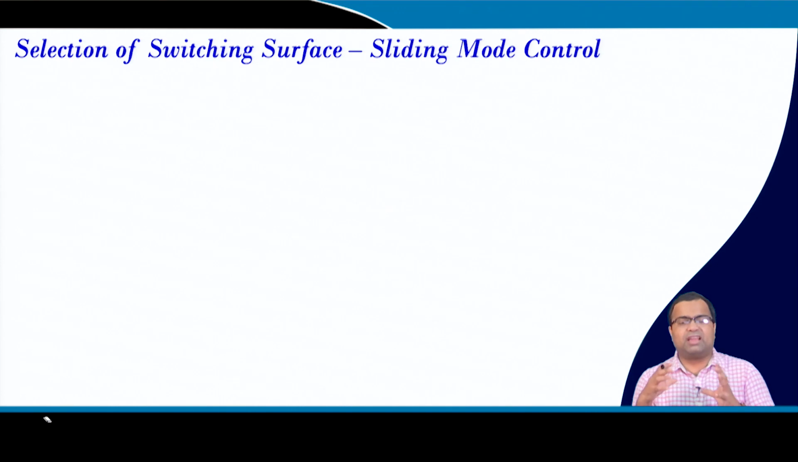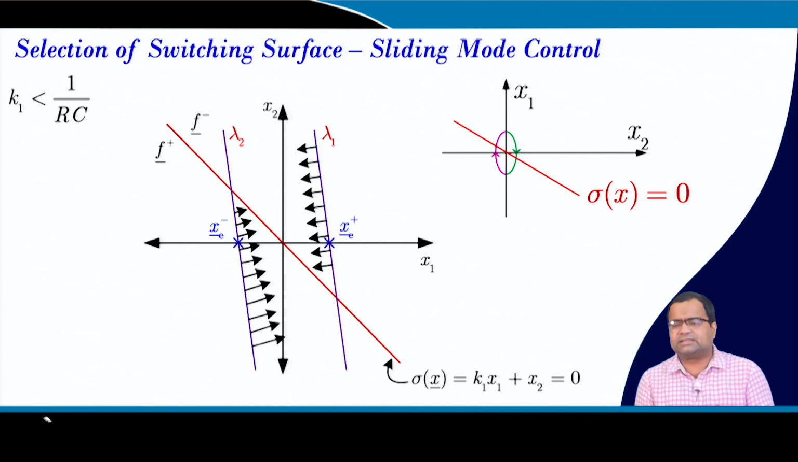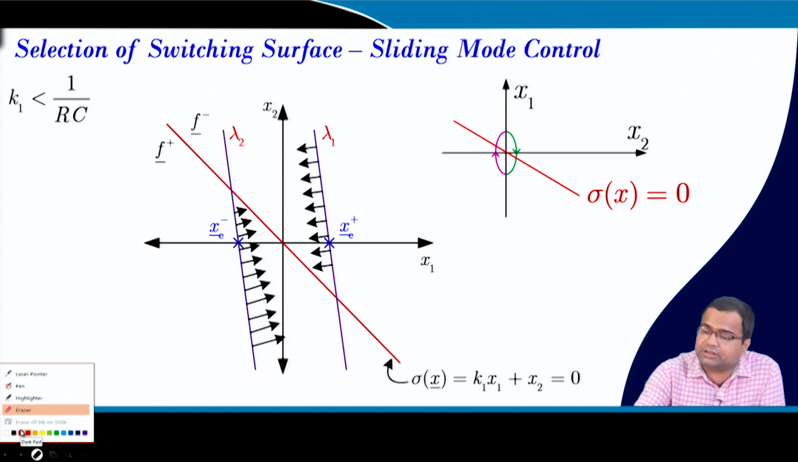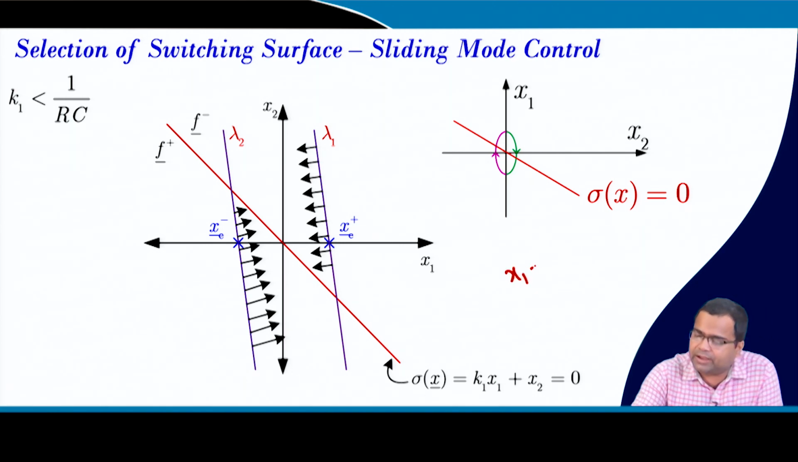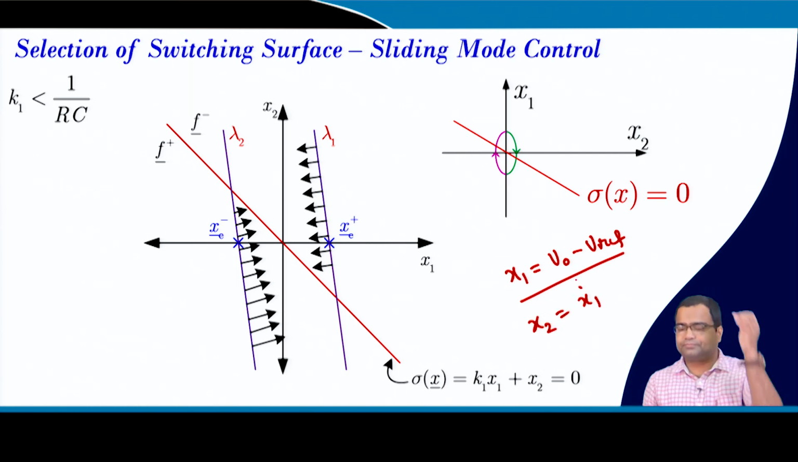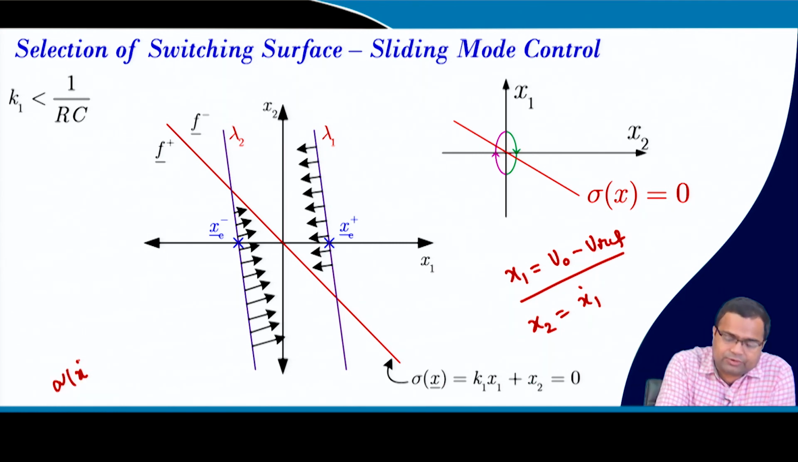Now, we are talking about the selection of the switching surface in sliding mode control that we have discussed. What are the states that we have considered? We have considered x1 to be V0 minus Vref, right, and what is x2? It is nothing but x1 dot. That means, in the sliding motion, where sigma of x, we know we have taken k1 x1 plus x2 equal to 0.